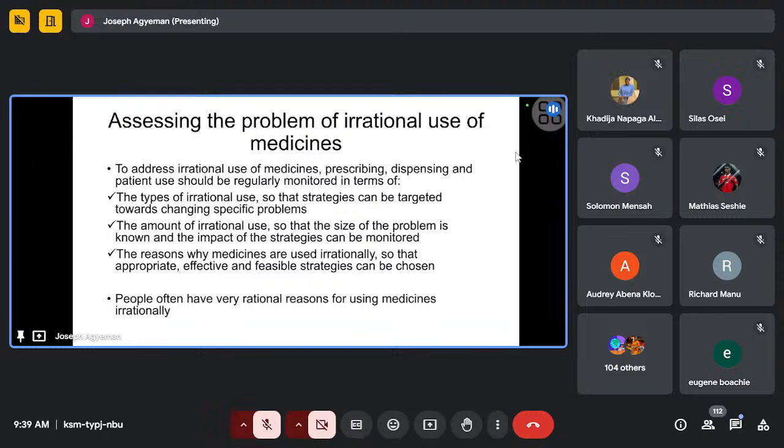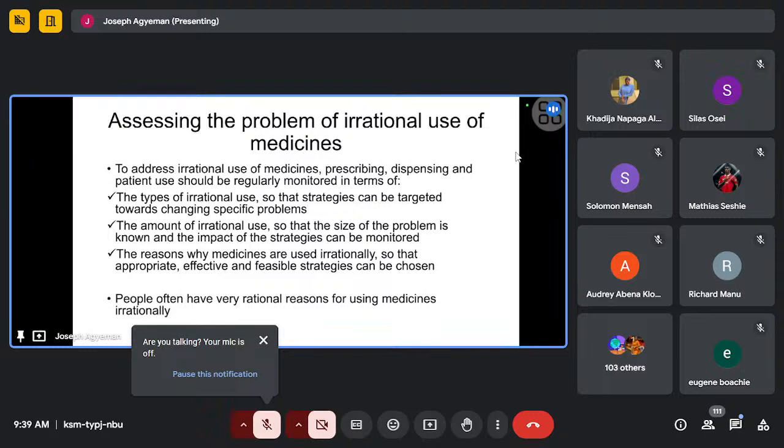Then you should also know the magnitude, the amount of the irrational drug use, so that if you apply your intervention, you will know where you started from. And if your intervention is truly working, you can also measure the impact, how your intervention is working to address that type of irrational drug use.